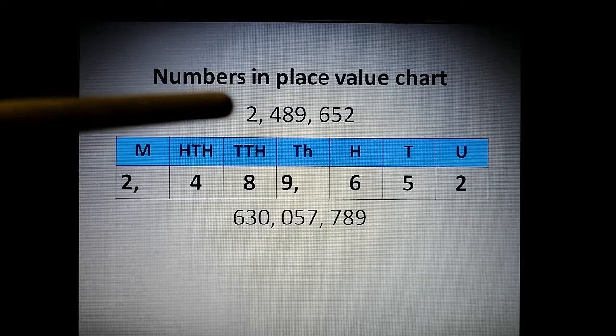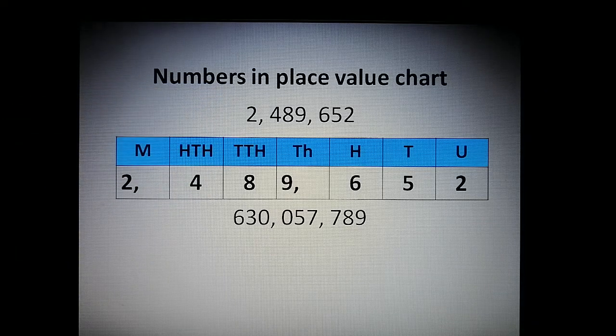And how many million do we have? 2. So I am writing 2 in the millions box. So this is the way to write the number in the place value chart.